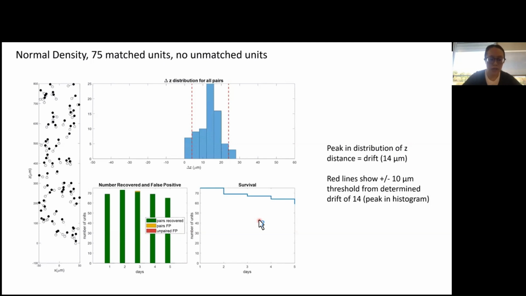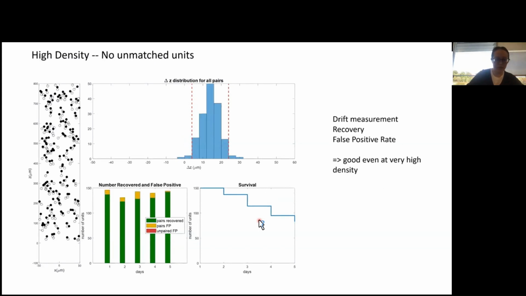So how about if we introduce some more difficulties by making the units denser? Because crowdedness will often cause accidental matches with nearby units. So in this second simulation, we included twice as many units. In this case, we have 150 units in the same area of 900 microns here, still with no unmatched units. Over here, we do have some false positives from the extra crowded units, as you see in the yellow sections here. While the histograms here still peak at the correct distance of 14 microns.